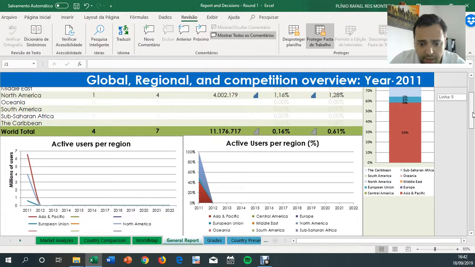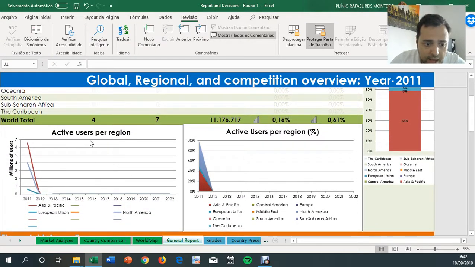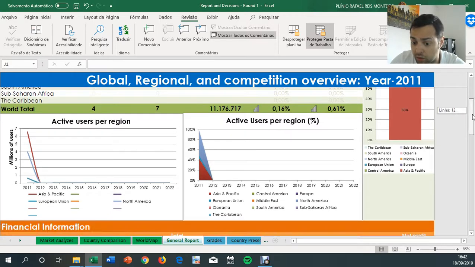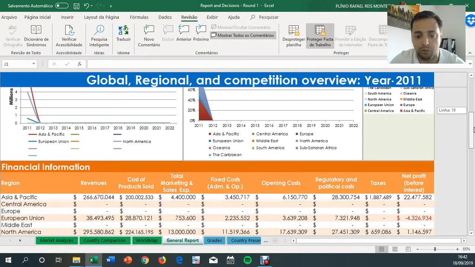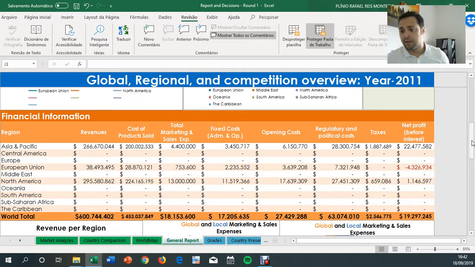With these graphs here, we cannot see a trend right now, but in the next round of the simulation, you will be able to see the evolution of the number of users and the percentage of users compared in different regions of the world. So you can understand where you will find a lot of market saturation, where you can find a decrease in the number of users, and where the majority of users are located.